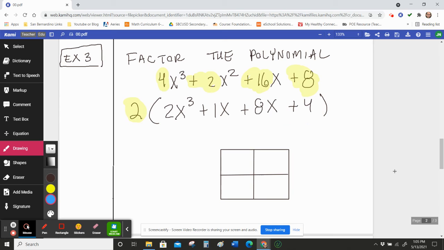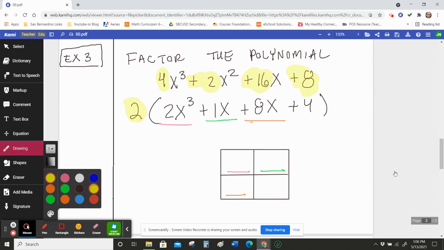Okay, so now inside of this parentheses, I can factor this out by grouping using the method that we just talked about in the last two examples. So let me put the 2x to the power of 3 in the first box. Let's put the 1x in the second box. Let's put the 8x in the third little box. And let's put the positive 4 on the last box. So what color have I not used here? Let's go with blue.